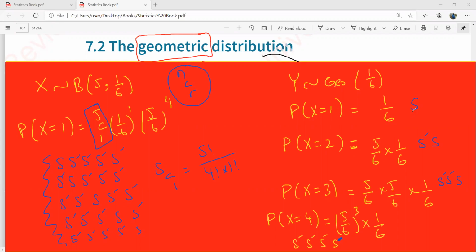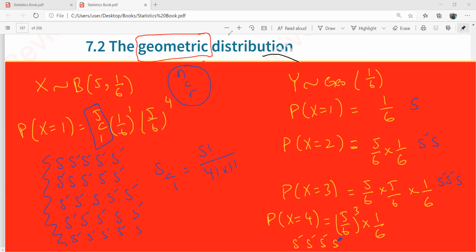Now look at this: when this is going to happen for the very first time, this is simply S. For the second time, S' S. For the third time, S' S' S. This is the only possible arrangement over here, so nCr is not required in the geometric distribution. Is that clear to you? Yes, sir. Okay.